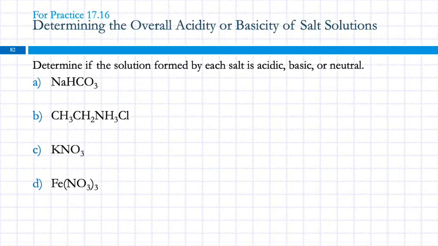Determine if the solution formed by each salt is acidic, basic, or neutral. NaHCO3. Basic. So how do we think about this? We want to look at the 2 ions. We have a cation and we have an anion.